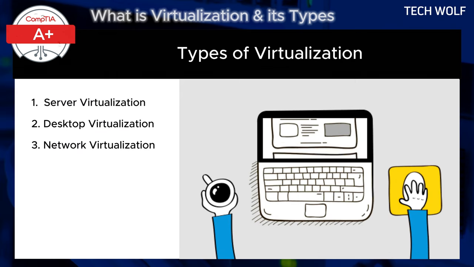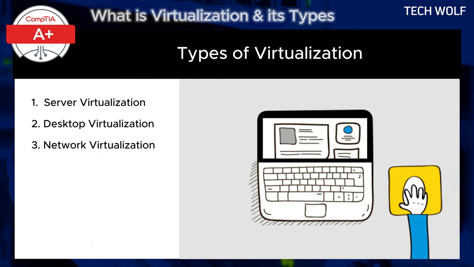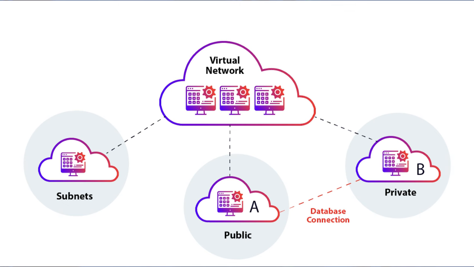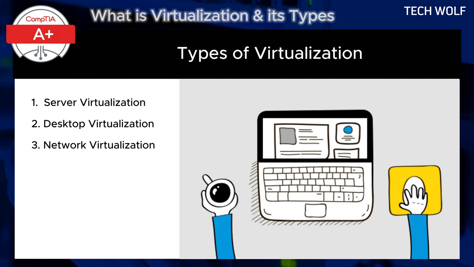And third one is network virtualization. Network virtualization creates multiple virtual networks within a physical network. This helps with security, network management, and scalability, as each virtual network can have its own policies, firewalls, and subnets.